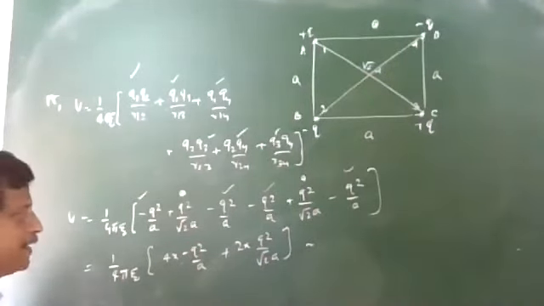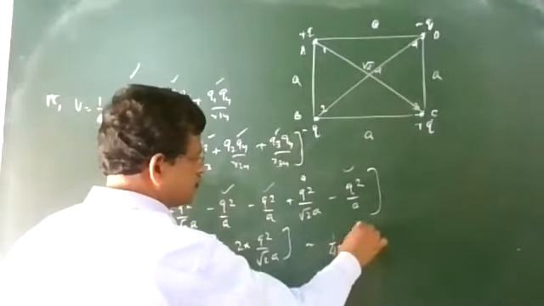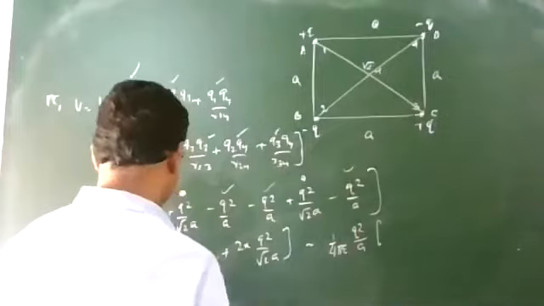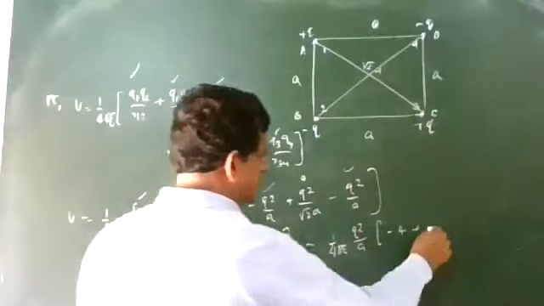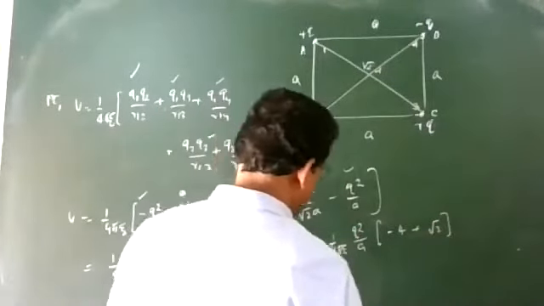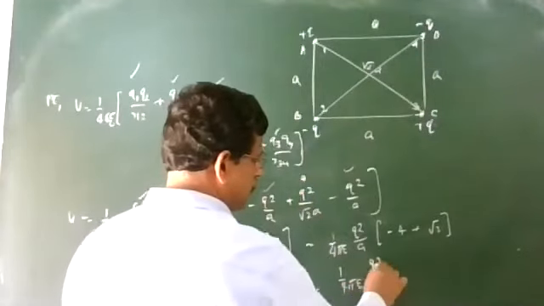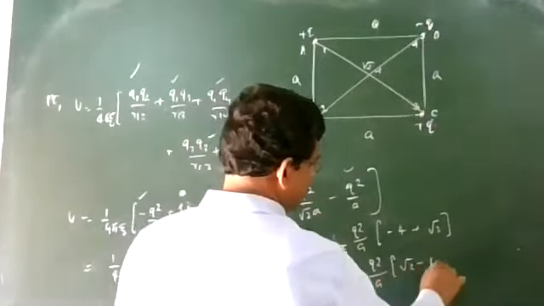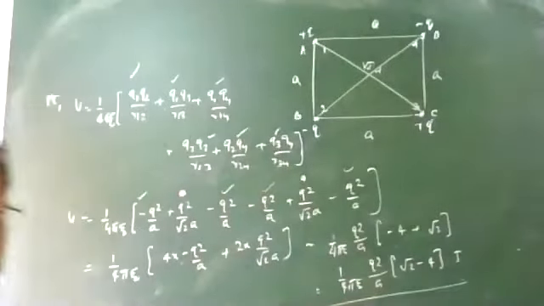Q square by a can be taken out. So 1 by 4 epsilon 0, Q square by a is outside. And here it is minus 4 is there. And here it is 2 by root 2 is there. So this is the value here. That is 1 by 4 epsilon 0, Q square by a, into minus 4 plus root 2. So this is the work done, potential energy of the system. The work done to dissociate them will be equal to just negative of this. This was board question and answer.